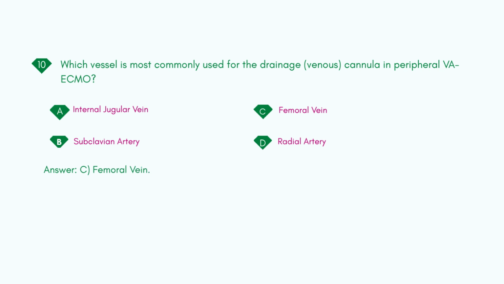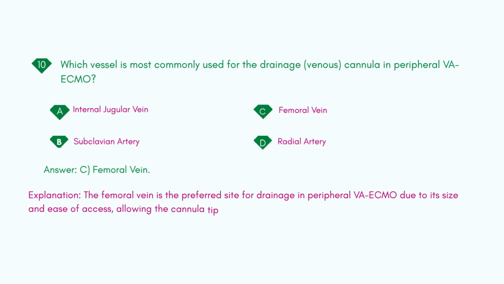Femoral vein. Explanation: the femoral vein is the preferred site for drainage in peripheral VA-ECMO due to its size and ease of access, allowing the cannula tip to reach the inferior vena cava, IVC.